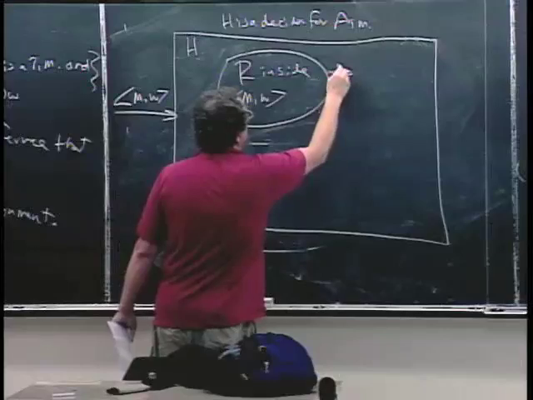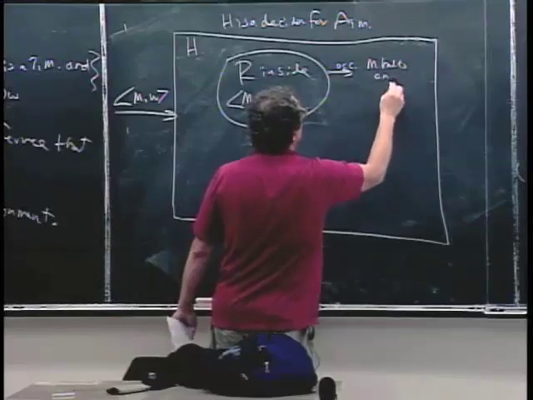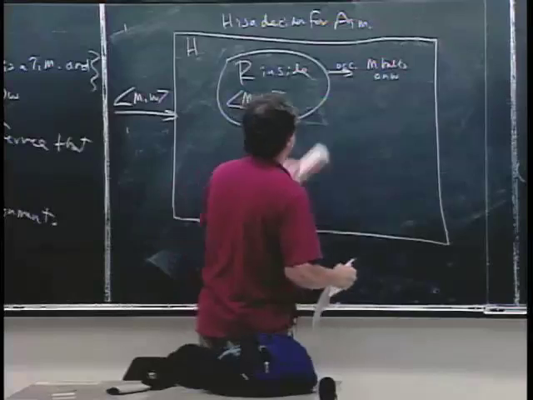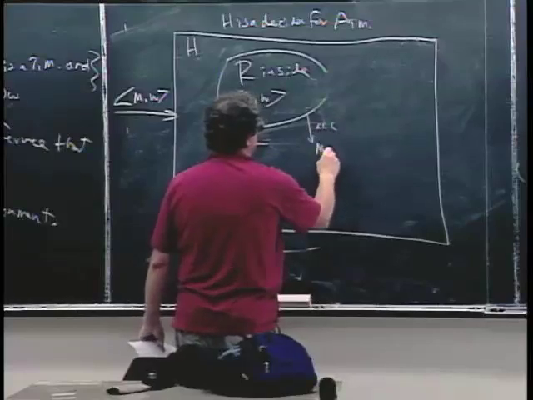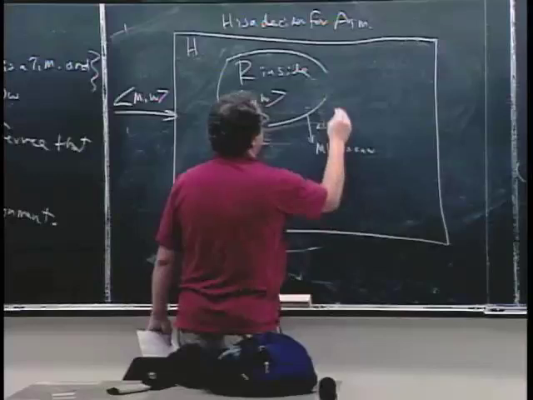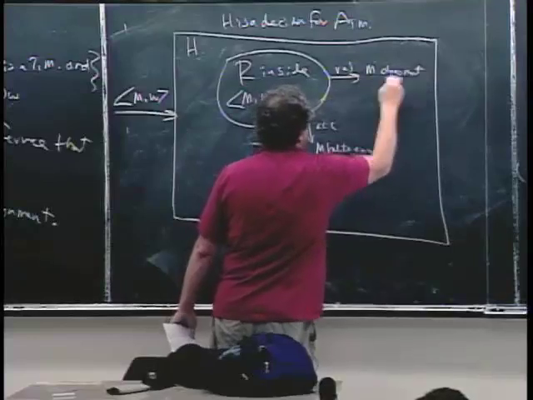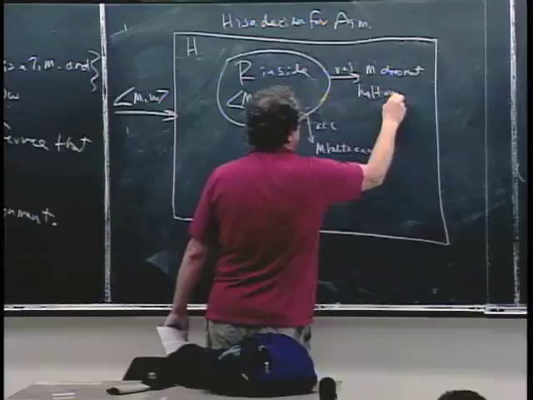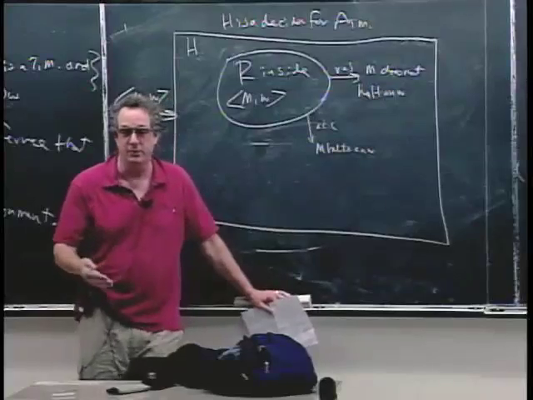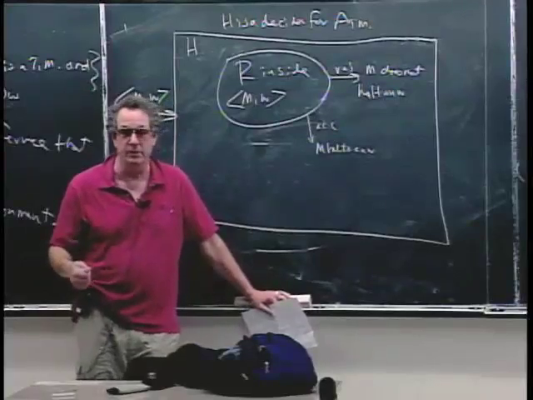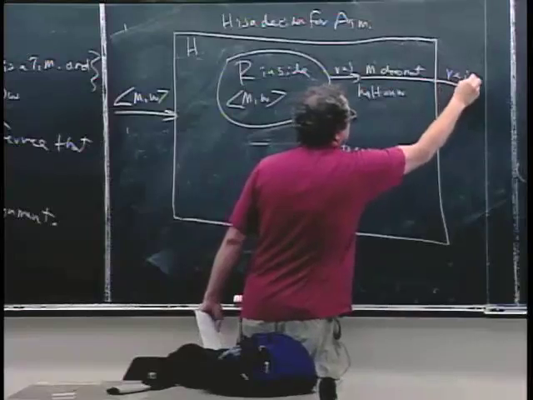So R takes in MW, and what does R do? It either accepts, which really means that M halts on W, or it rejects, which means that M does not halt on W. Well, if M doesn't halt on W, it certainly doesn't accept W, right? So this reject should translate into a reject out here.